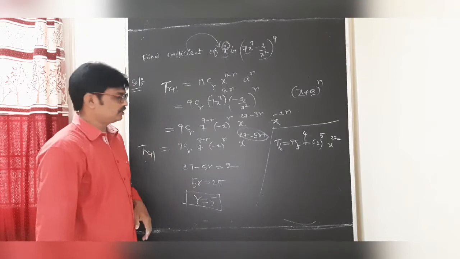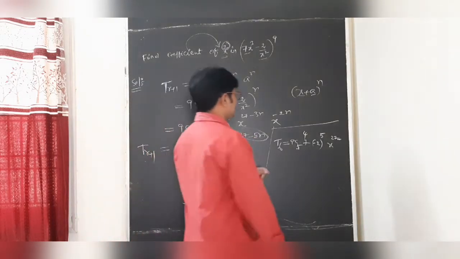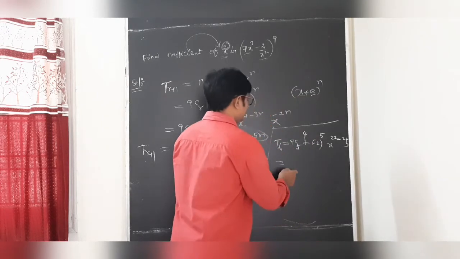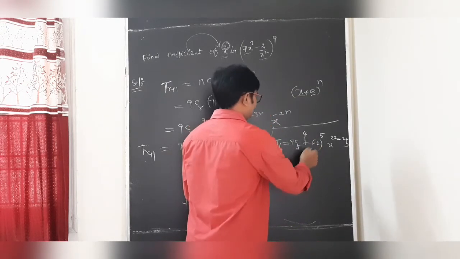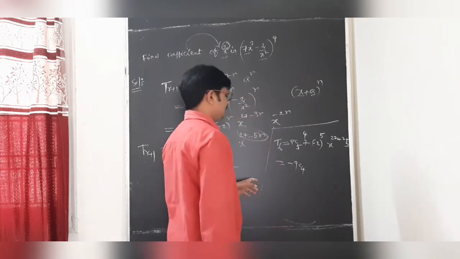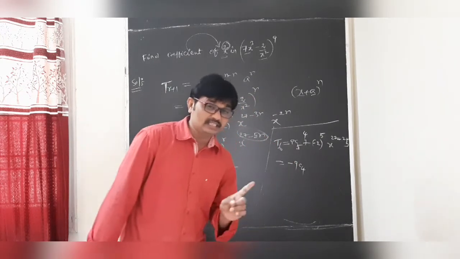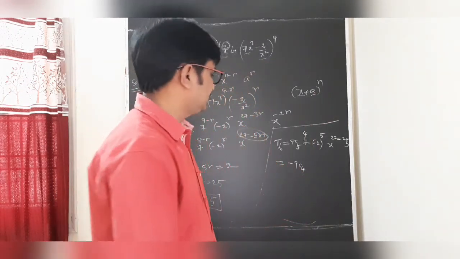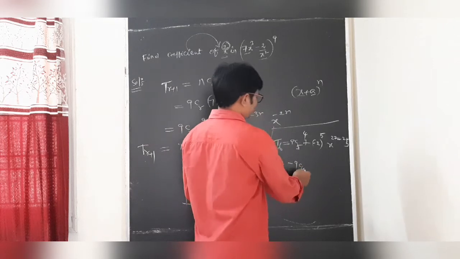So dear students, what is the 27? 5 fives are 25. So students, this is what? Minus power 5 is the minus. This is equal to 9C4 also. nCr equals nC(n minus r). What is this, students? nCr is also nC(n minus r). 9 minus 5 is 4.